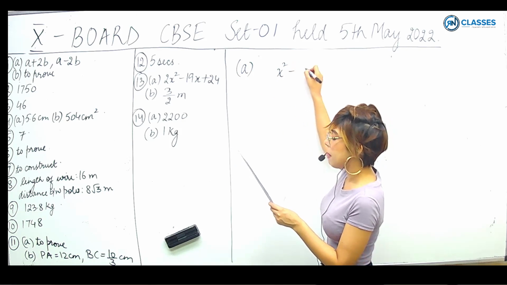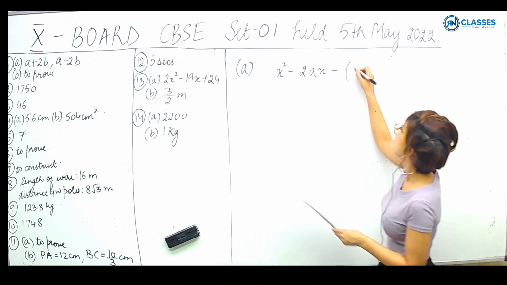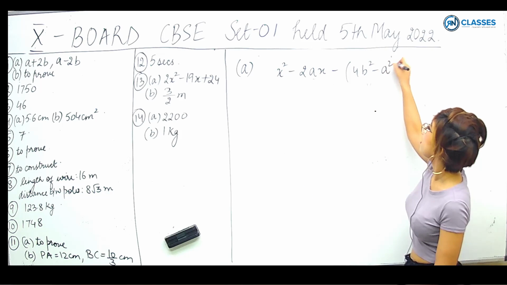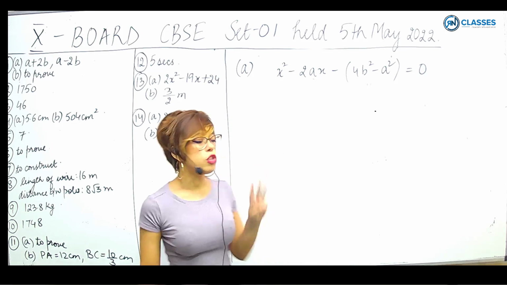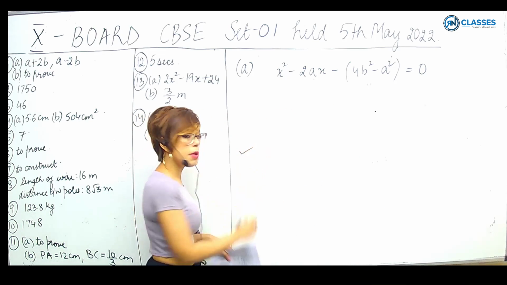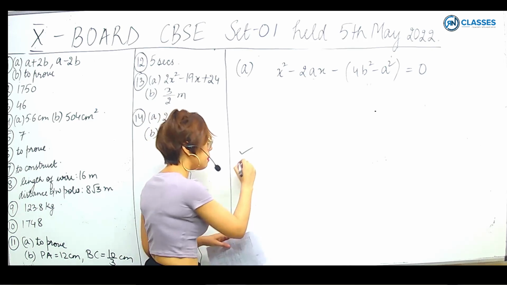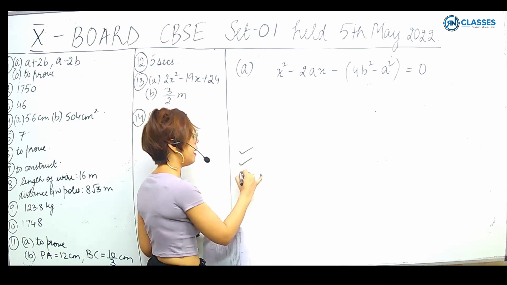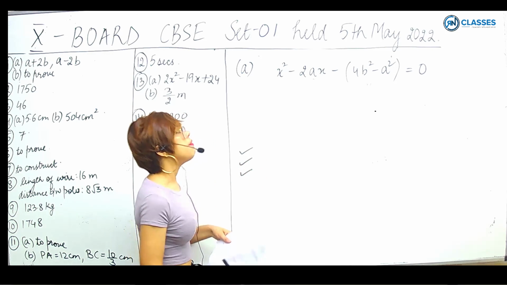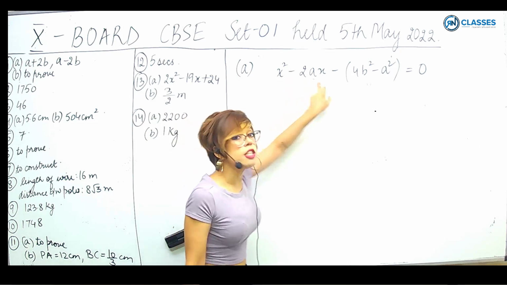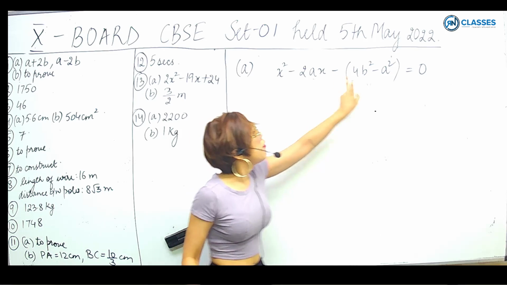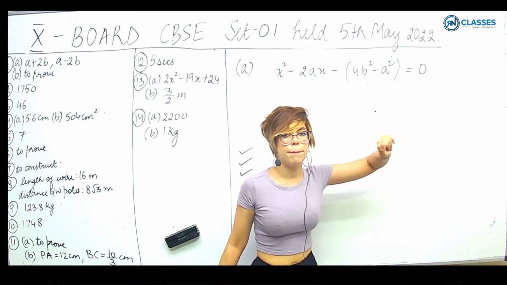Equation is x square minus 2ax minus 4b square minus a square equal to 0. Now, if I want to solve a quadratic equation, I know 3 methods. First is completing the square. Second is splitting the middle term. And third is the quadratic formula. Right? Now, if I just look at the equation, x square minus 2ax minus 4b square minus a square.